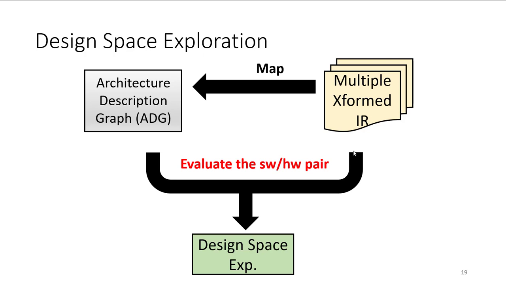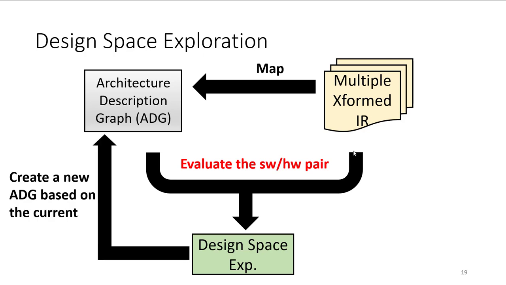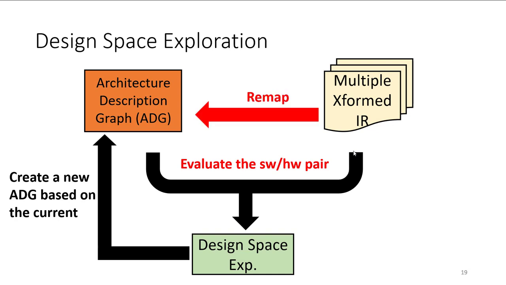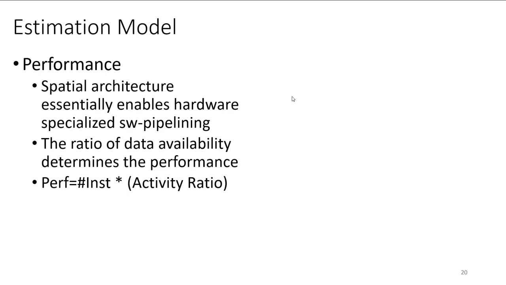To create a new ADG for the next iteration, we either add new components and connect them, remove existing components, or modify the properties of some components. Since the modified hardware may break some of the spatial mapping, we need to remap them for the next iteration. Because we frequently modify the hardware, we need to calculate the objectives many times. This means we need a rapid way of estimating the performance and area.